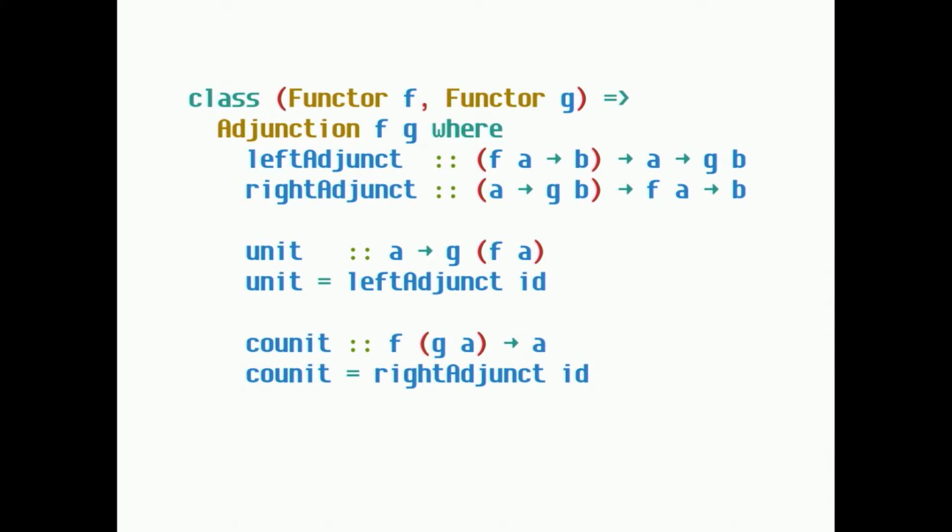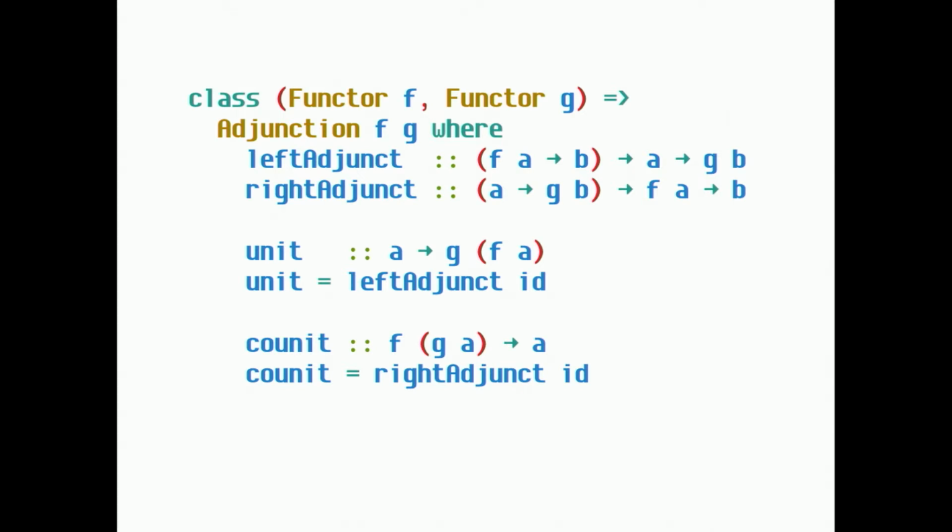Whenever we have an adjunction like this, we also have a unit and a co-unit. The unit goes from the type A to the type G of F of A. So now we have a composite functor, GF, and we can go into that functor. This turns out to be a unit or a return or a pure for a monad GF. And that is just taking the identity function across the adjunction. So what corresponds to the identity function is going to be this unit.